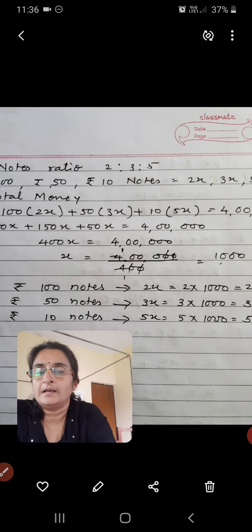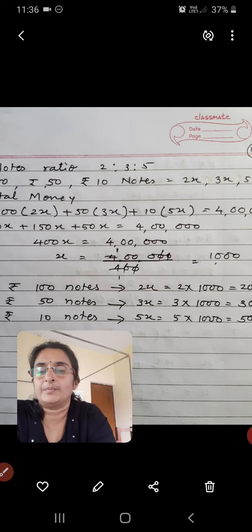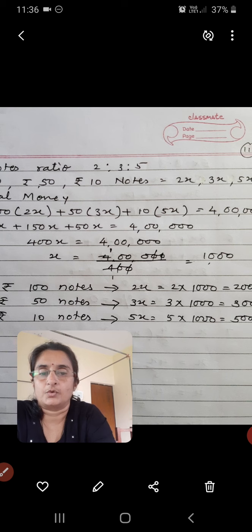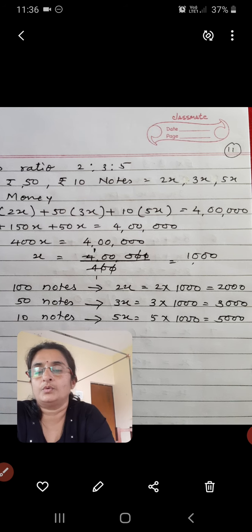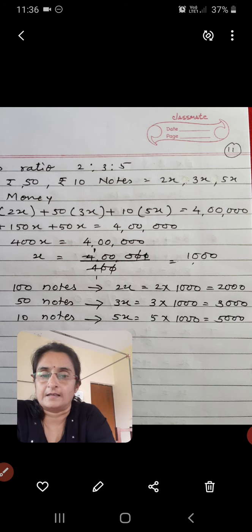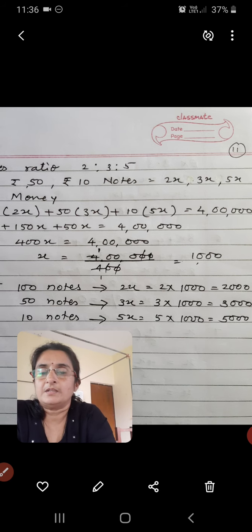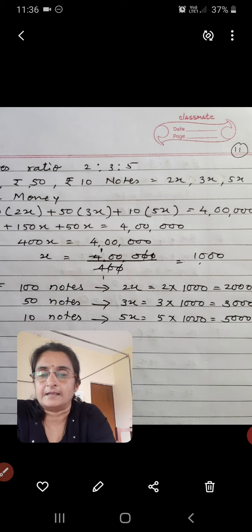x is what? Each type of notes. Now how many 100 rupees notes are there? 2x. So 2 into 1000. So 2000 notes are there. 50 rupees notes, 3x are there. So 3 into 1000, that is 3000 notes. 10 rupees notes, 5x are there. So 5 into 1000, that is 5000 notes.